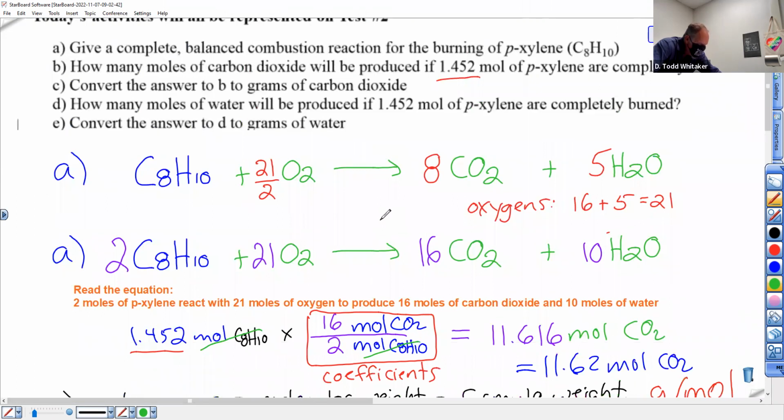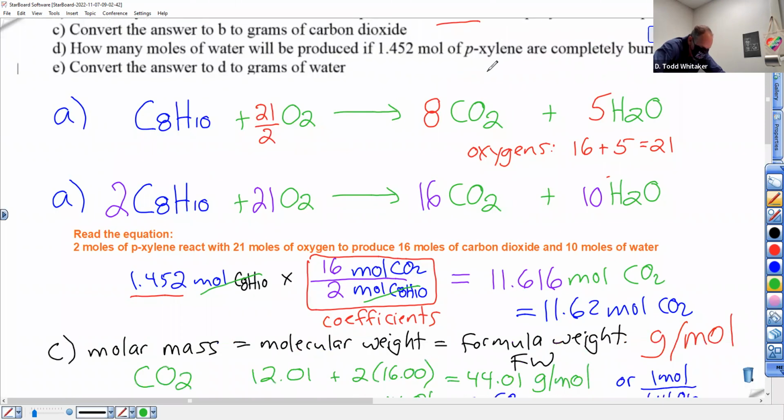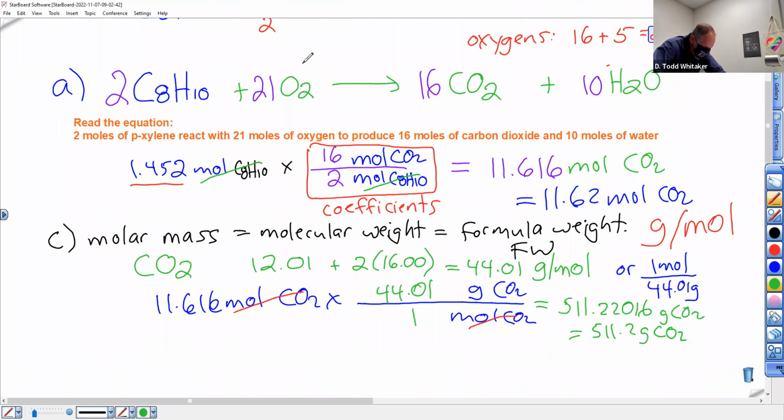And D. Yeah, you can flip anytime. D, how many moles of water will be produced if 1.452 moles of p-xylene? So I've got moles. As soon as you got moles, you say, hey, if I got moles, I can go to moles of something else. So it's time for coefficient. So I've got my 1.452 moles and I want water this time. All right, let's see.